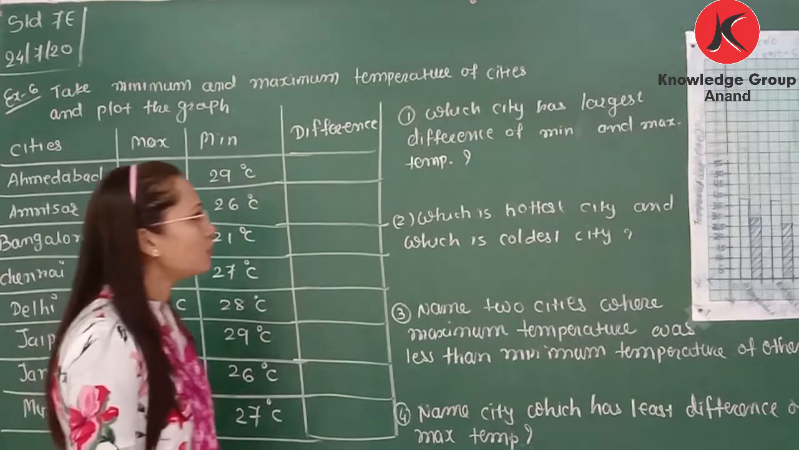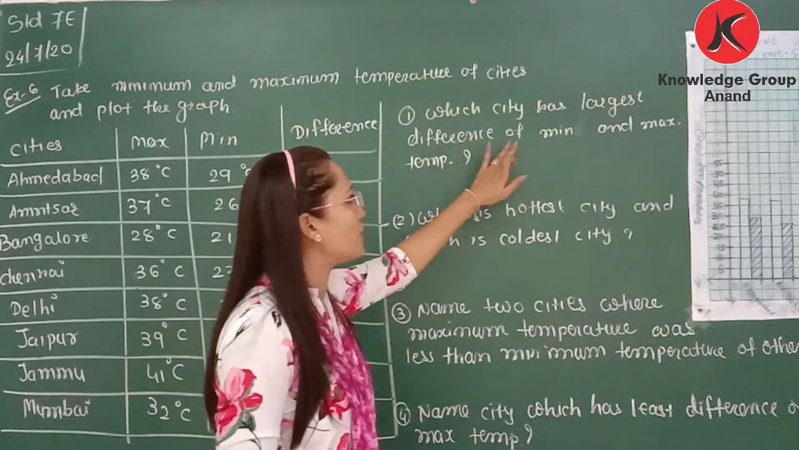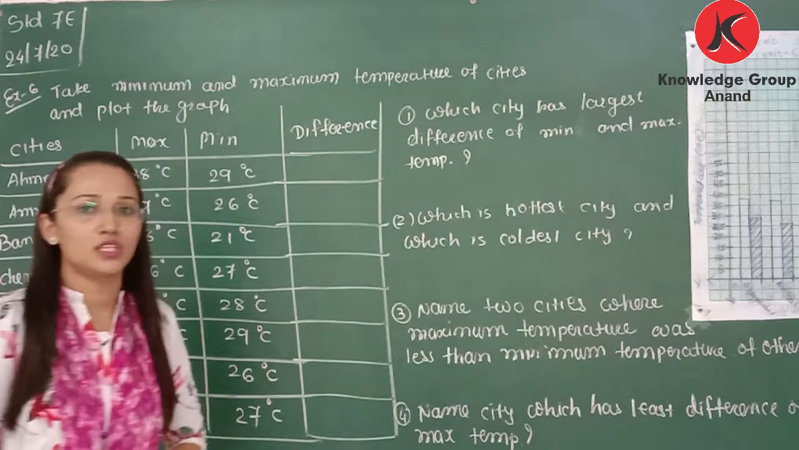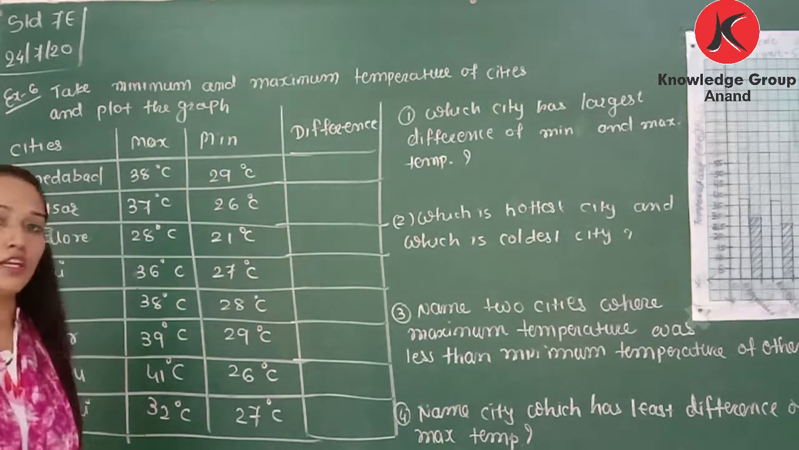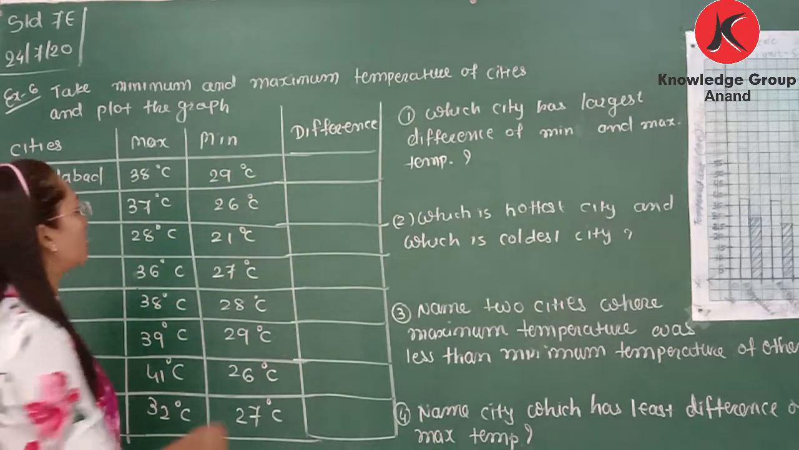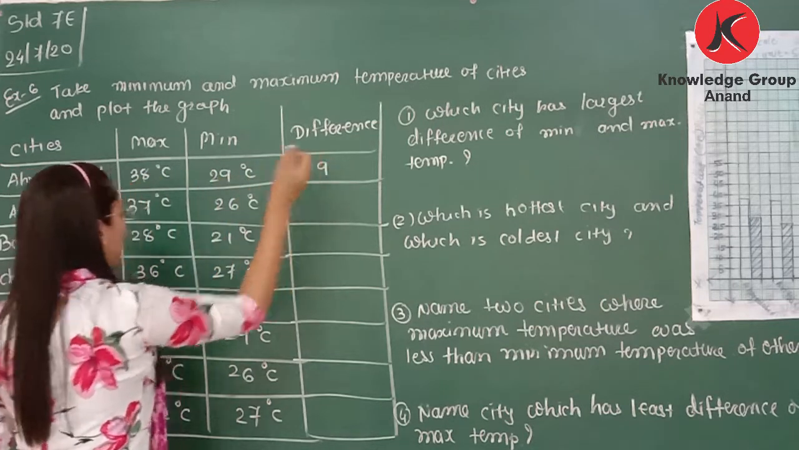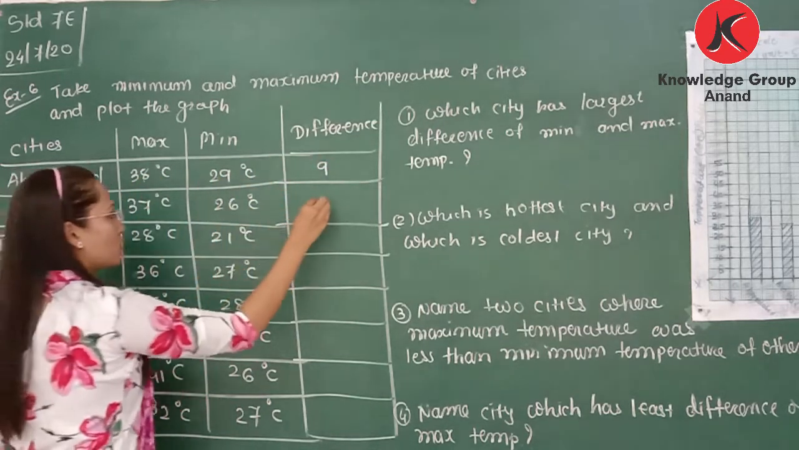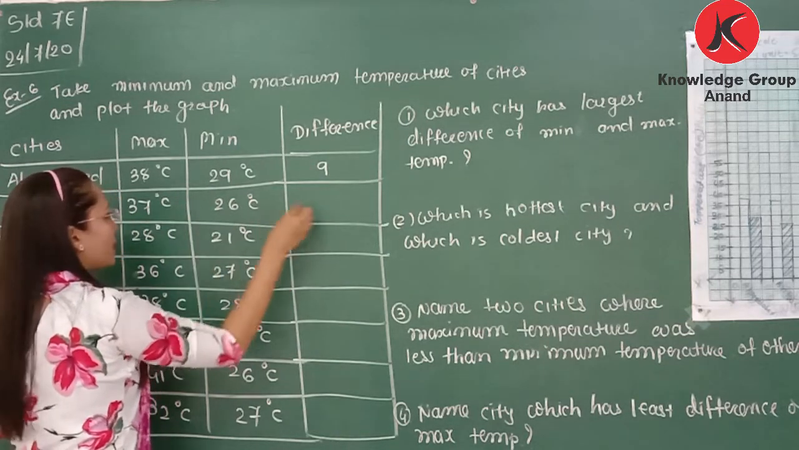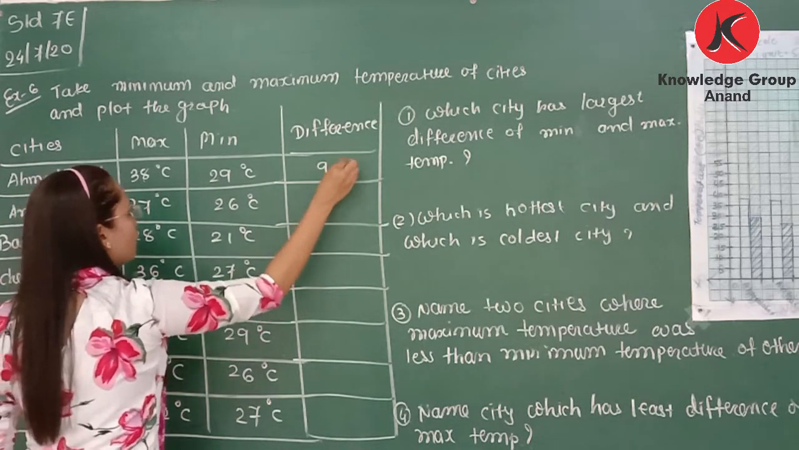Now question number 1, which city has the largest difference of minimum and maximum temperature? So first of all we will find the difference of all city. So we will find the difference. 38 minus 29, that is 9. 37 minus 26 is 11 degrees Celsius.